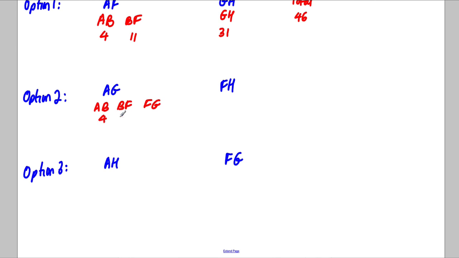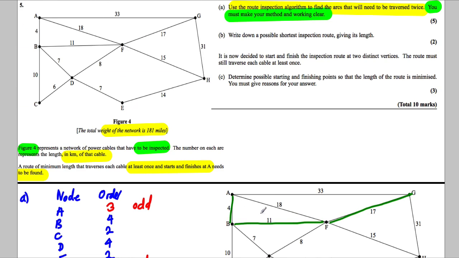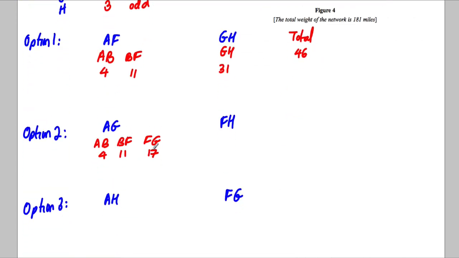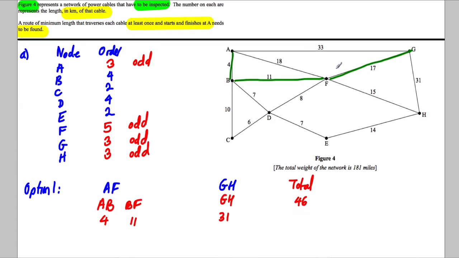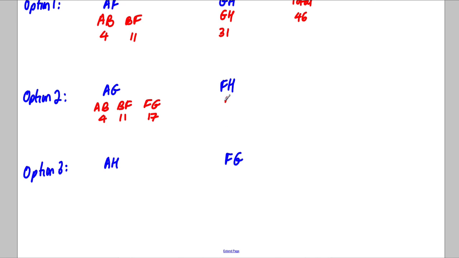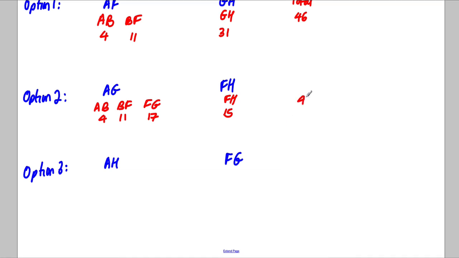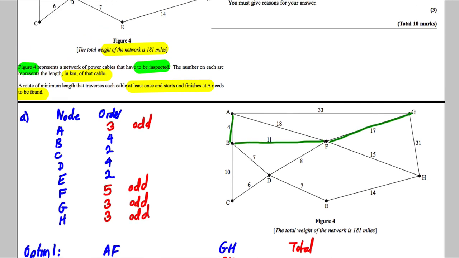And we said that was 4, 11, and 17. Real tricky there. Now what about F to H? F to H is either 15 or 17 and 31. It looks like 15 is the best there. So F to H is a straight 15. So let's add those up. We're going to have 4 add 11 add 17 add 15. And we're going to get ourselves 47. So the total extra here would be 47.